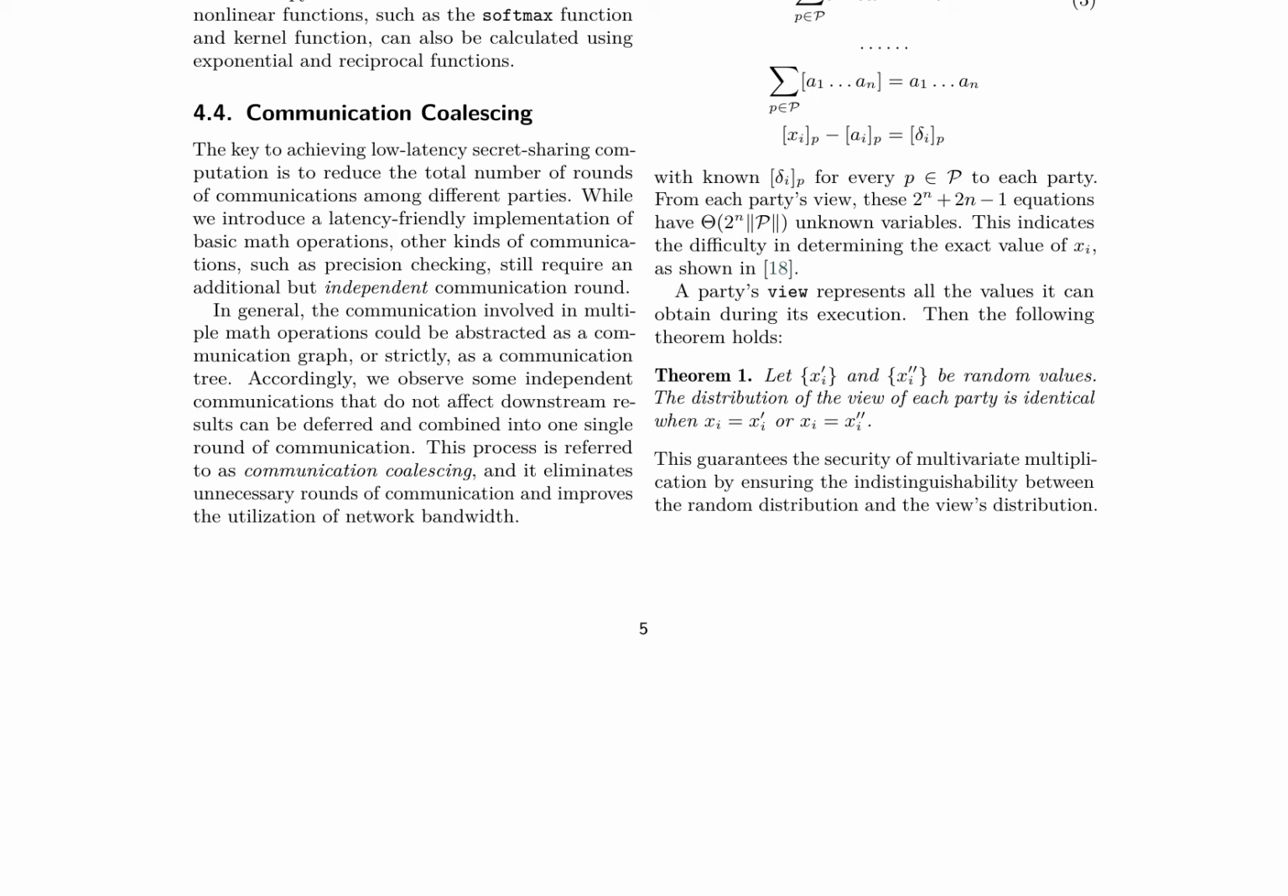A security analysis of the proposed method is also provided, demonstrating that multivariate multiplication is secure under semi-honest conditions. Specifically, the technique maintains the indistinguishability between random distributions and view distributions for each party, ensuring that no party can infer additional information beyond their designated shares. This robust security guarantee enables the proposed method to facilitate secure and efficient secret sharing computations.